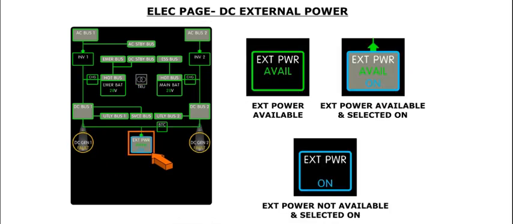The status of the DC external power is indicated by a square with a white external power label. A green square with a green available label indicates that external power is available. A blue square with a green available label and blue on label indicates that DC external power is available and selected on. If the available label is not visible, it means that external power is selected but is not available.